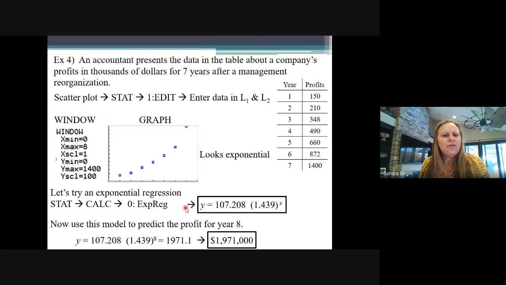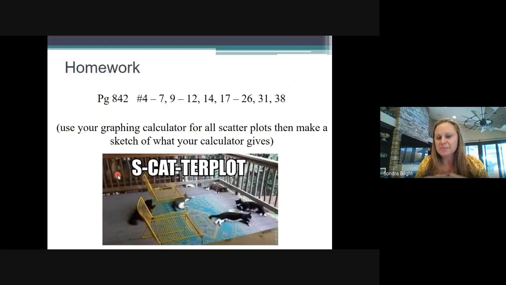On the homework, maybe they have you figure out what the picture should look like. I know on the test we tell you directly, like we will say to you, find the linear regression or find the exponential regression line or equation. So you don't have to guess, like in case you thought that maybe this looked like a straight line. There's not going to be any guessing when it comes to testing you on this stuff. So there we go. Your homework is this: you just use your graphing calculator for the scatter plots, but then just make a little sketch of what your calculator gives.